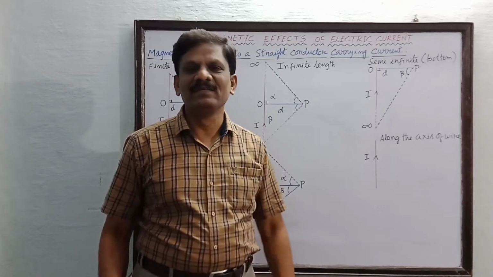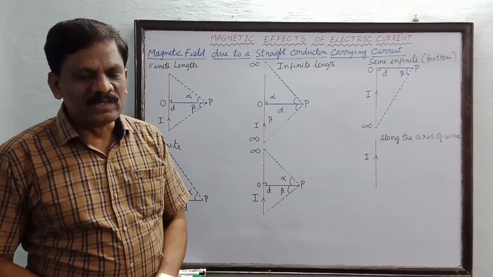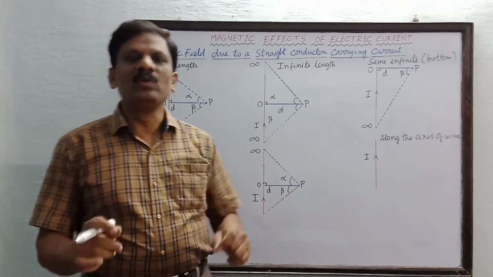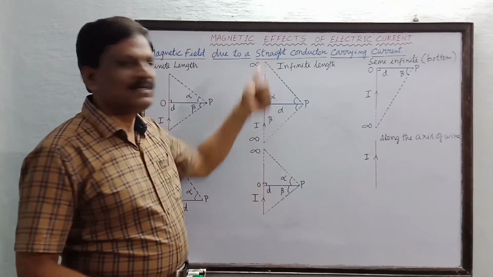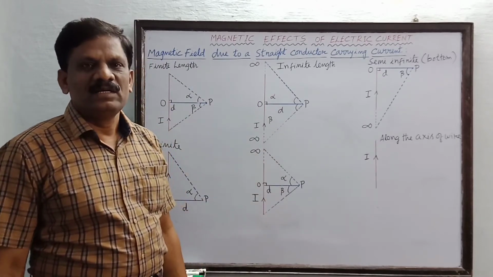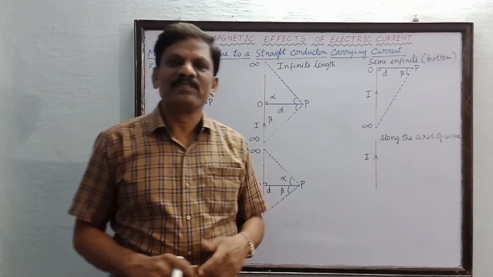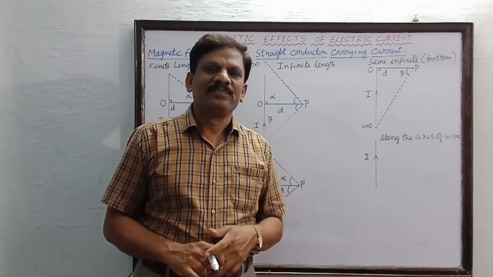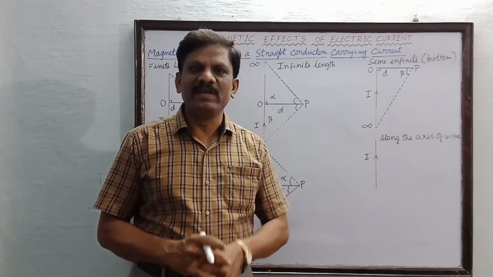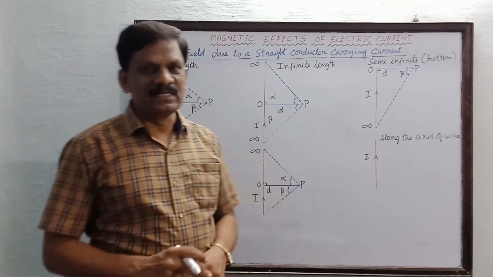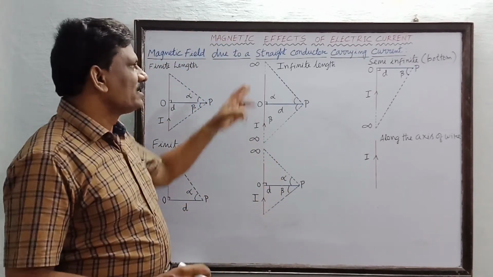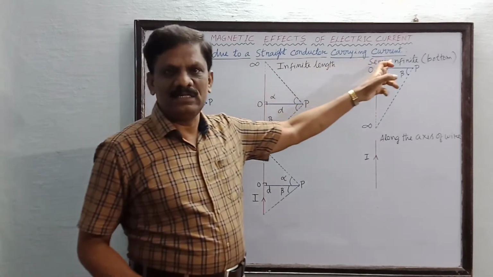Hi students, good evening. Today we are going to discuss the tools required to solve numerical problems in magnetic effects of electric current. We have studied the Biot-Savart law and Ampere's circuital law for finding the magnetic field due to current carrying conductors. So I am going to consider the first example as a straight conductor carrying current.